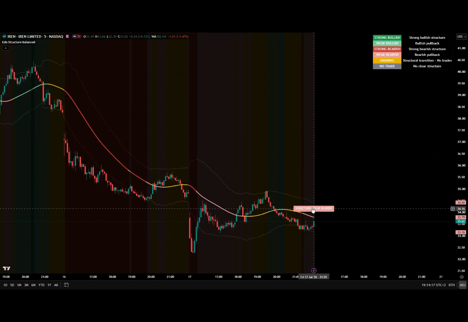On the 5-minute, we get weak bearish. The bias is still down, but price is back inside the bands. This is a correction inside a dominant selling pressure, not a reversal.